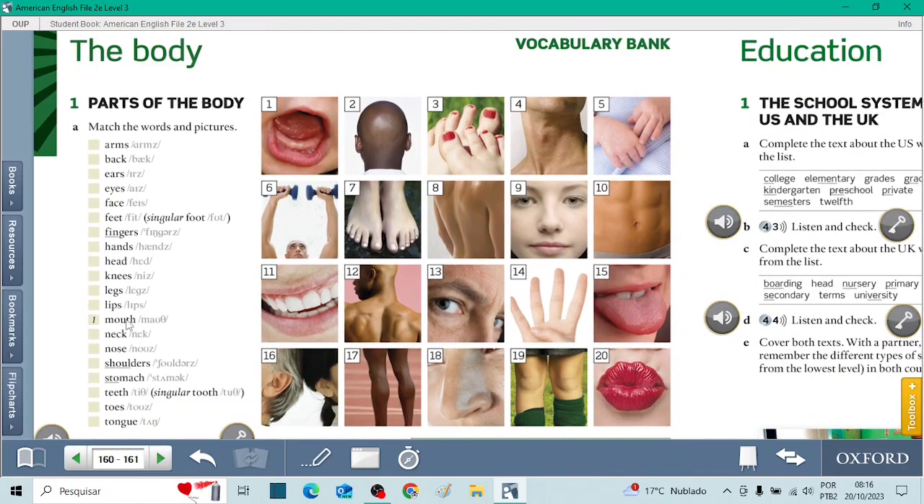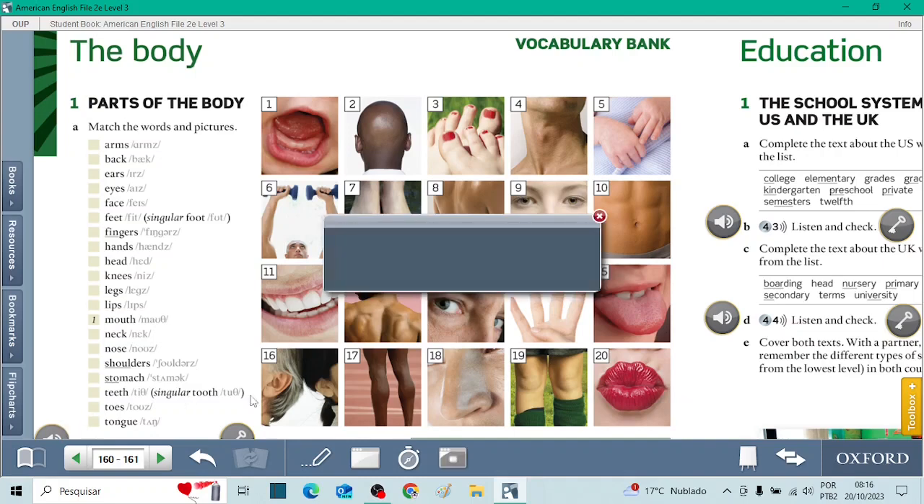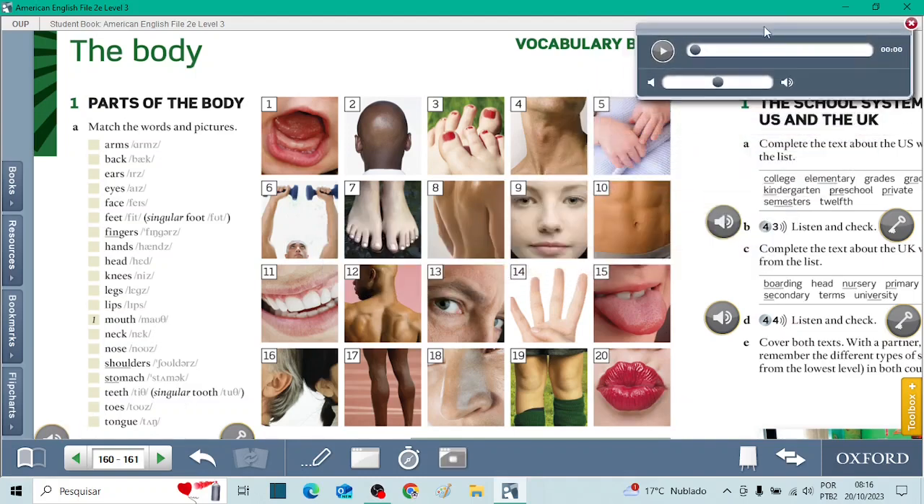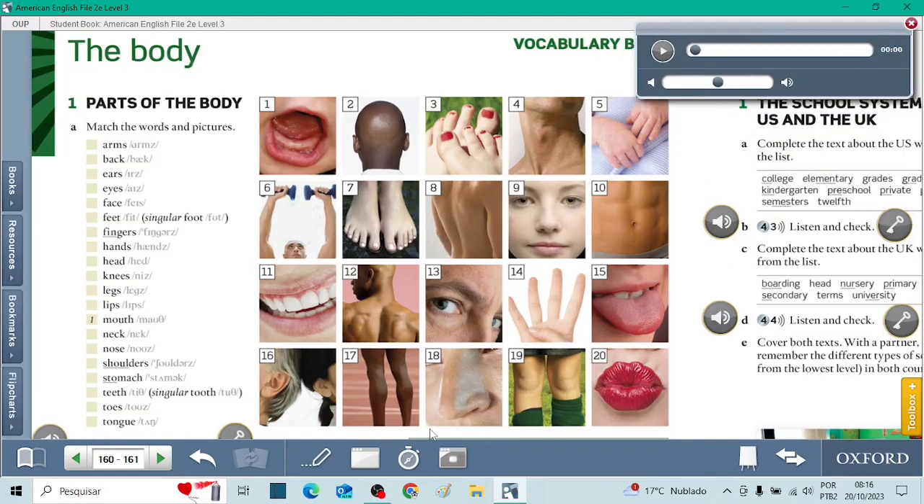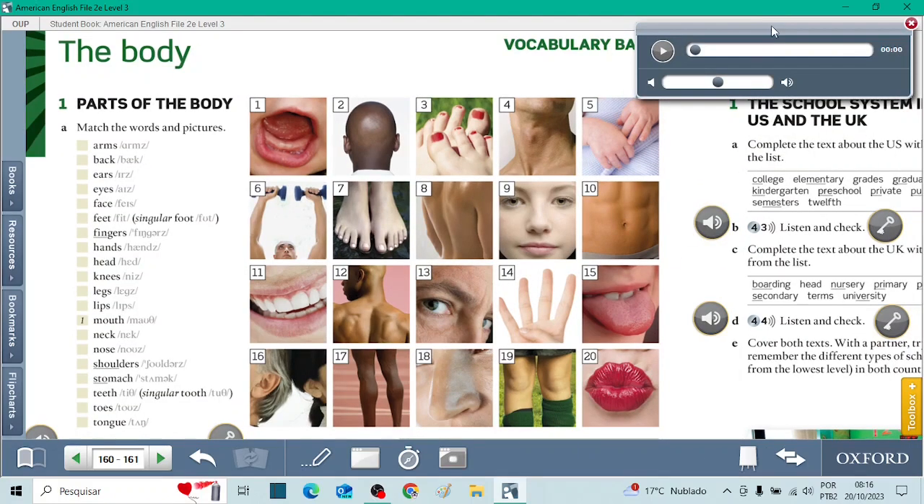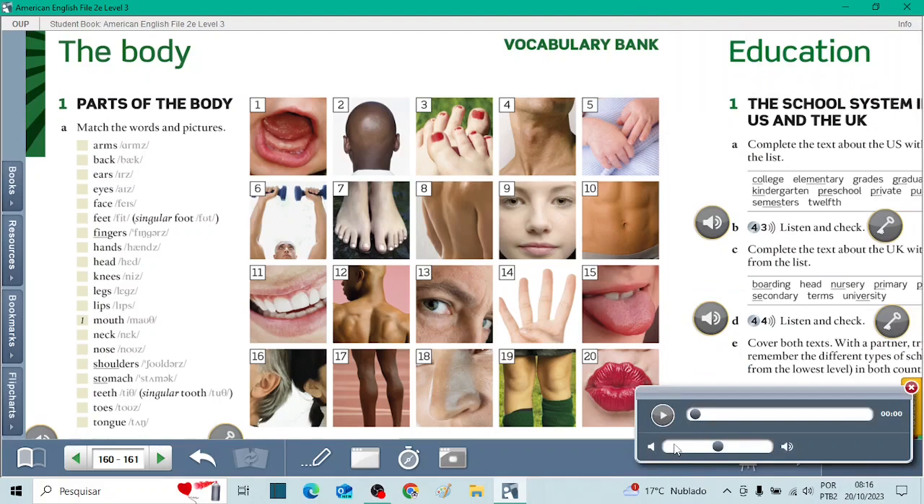So now match the words with the pictures. Okay, let's check your answers. You will now listen, check your answers, and afterwards listen again. And this time you are going to practice your pronunciation.